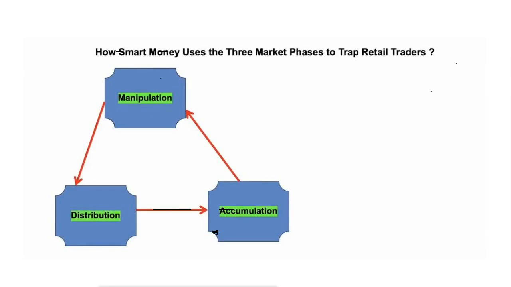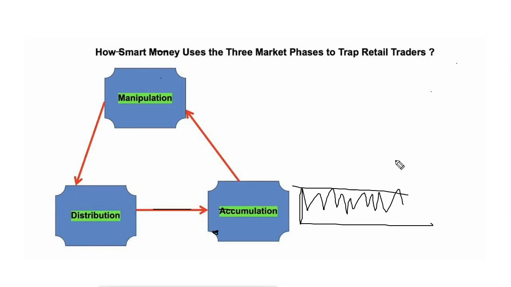The accumulation phase, they use this in trapping, in grabbing orders. It is going to be consolidation. There's one thing many people don't understand about this consolidation: your consolidation can be in two forms.